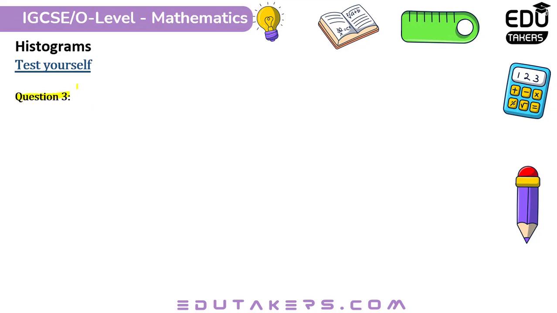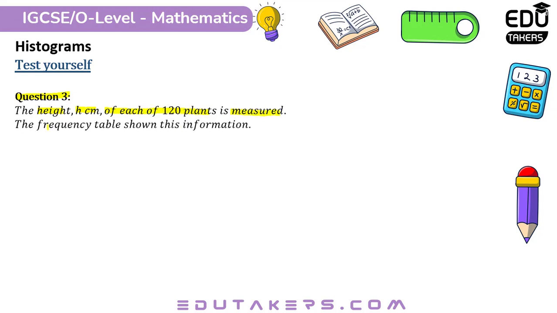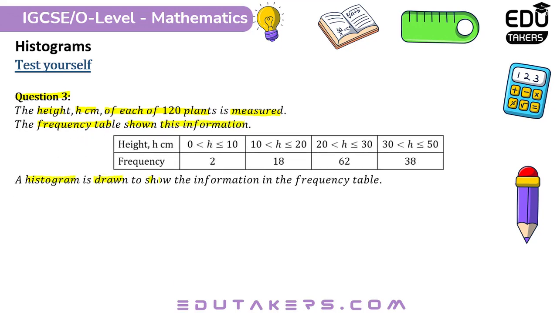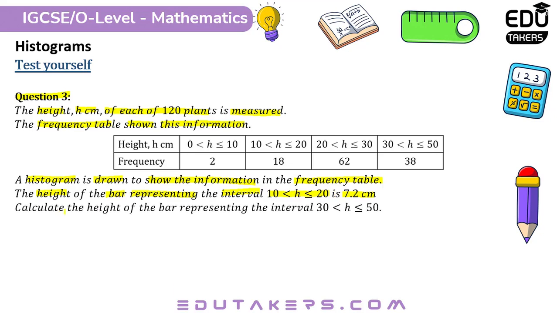Question number 3. The height h centimetres of each of 120 plants is measured. The frequency table shows this information. A histogram is drawn to show the information in the frequency table. The height of the bar representing the interval 10 to 20 is 7.2 cm. Calculate the height of the bar representing the interval 30 to 50. It's a 2-mark question.